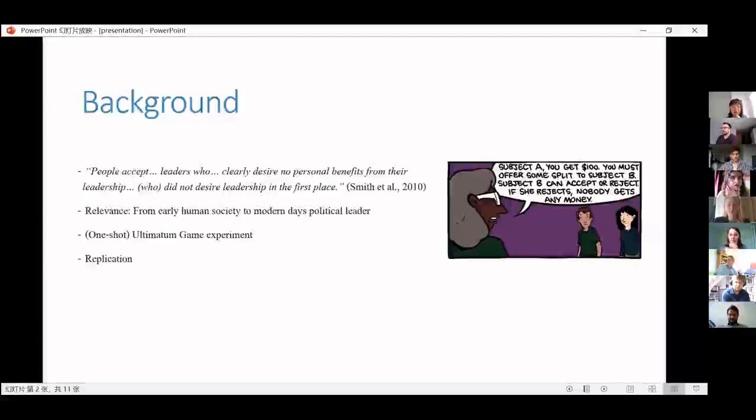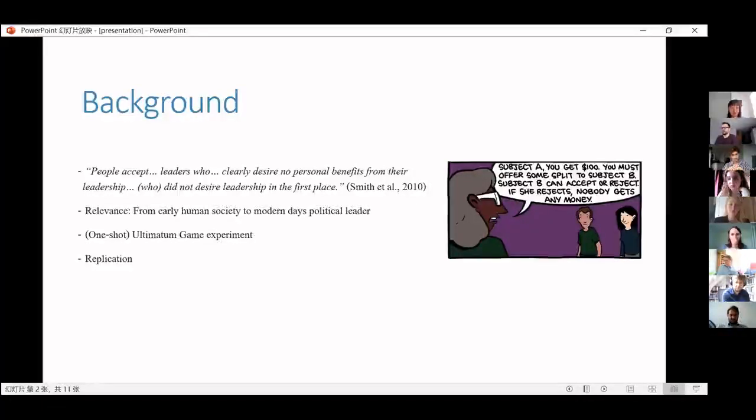First of all, as we all know, humans are social beings and we form social groups to live together. To better allocate resources and ensure the prosperity of our community, we need decision makers who can lead the group. This was the case from early human society, but also in our modern society, where we have political leaders who hold the power of making decisions for their followers.